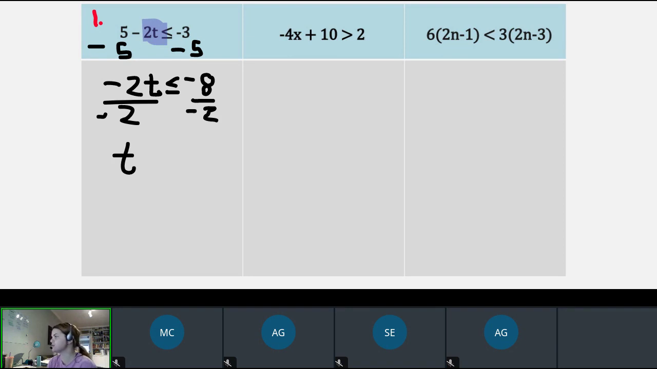What do I need to do? I did something very important, so I have to now do something else. What's the tricky part of this problem? I divided by a negative. Good, Sarah. So I'm going to flip my sign. So now I have t is greater than or equal to +4.